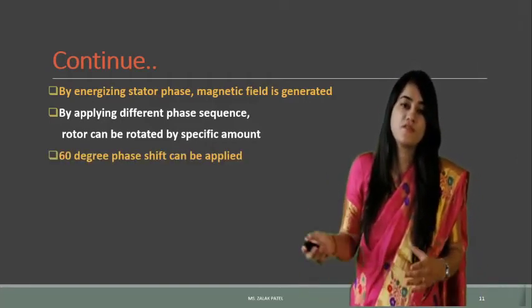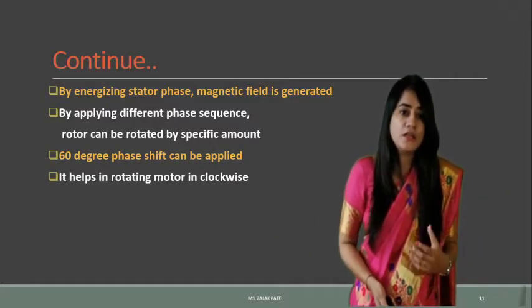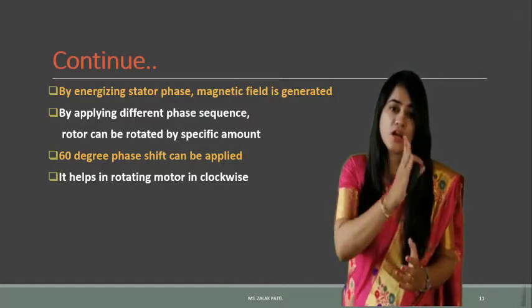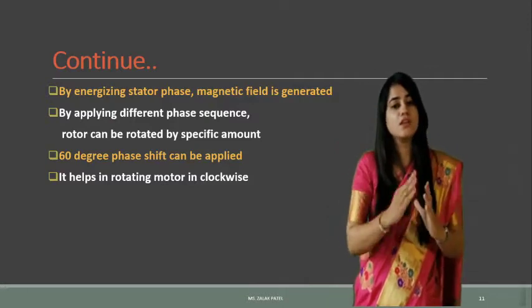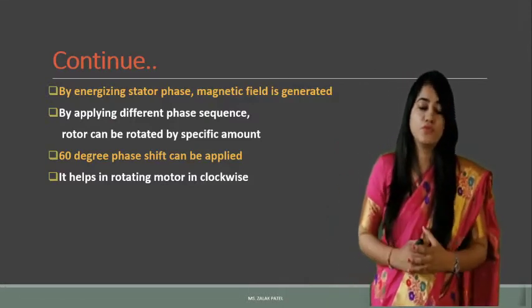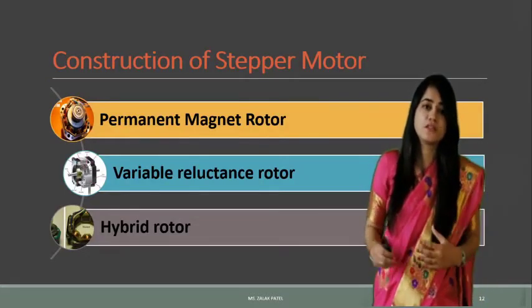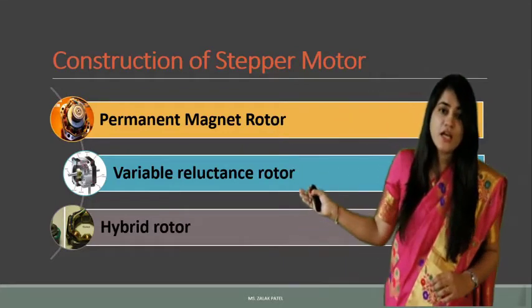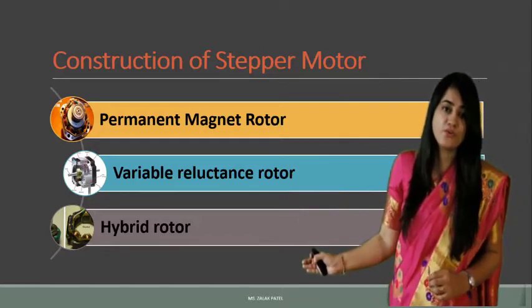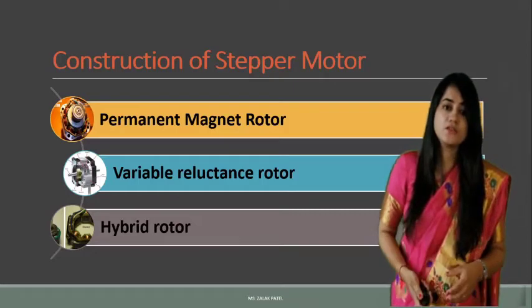Here a 60 degree phase shift can be applied, as can be seen in figure number 2 of the previous slide. It helps rotate the motor clockwise. In the last slide we have seen that the motor moves in the clockwise direction with a phase shift of 60 degrees. Now for the construction of a stepper motor, you should consider three parts: permanent magnet rotor, variable reluctance rotor and hybrid rotor. These three parts are important for the construction of a stepper motor.